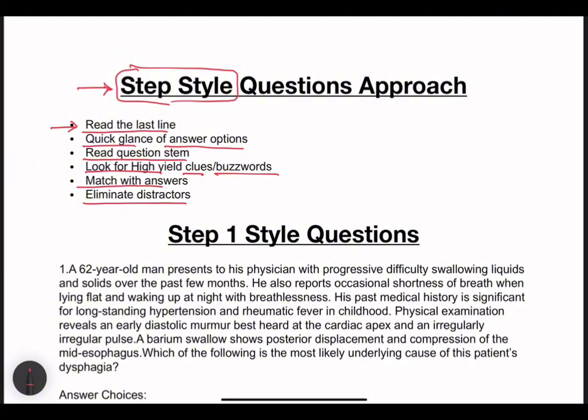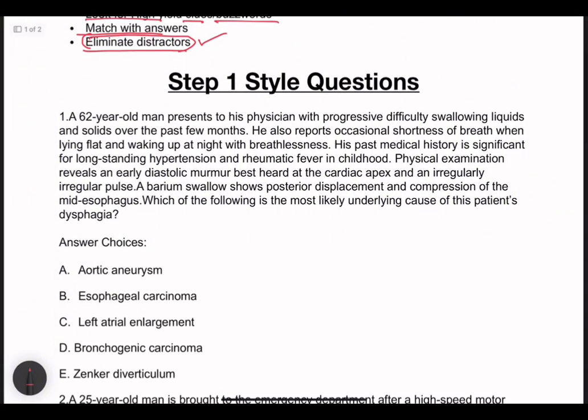Sometimes you are asked to choose the most suitable option. All the options are correct and you have to choose the most suitable option. So in this case, by eliminating the distractors, you can solve it easily. Now let's solve some questions based on this approach.